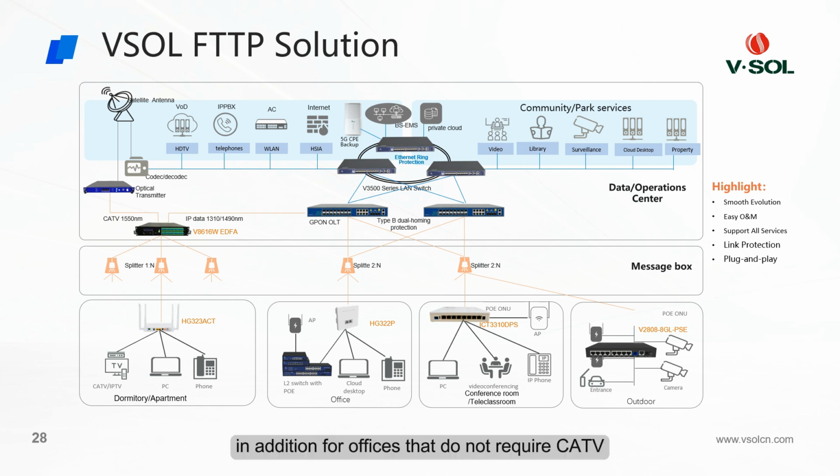In addition, for offices that do not require CATV, HG322P can be selected, which can provide network and voice services. The conference room can choose ICT3310PS, which can provide network for computers, use IP phones, and connect to wireless AP for network coverage. V2808-8GLPSA can be connected outdoors, and outdoor cameras do not need to be connected to a power source. Provide power through Ethernet cables, ensuring safety and cost savings.